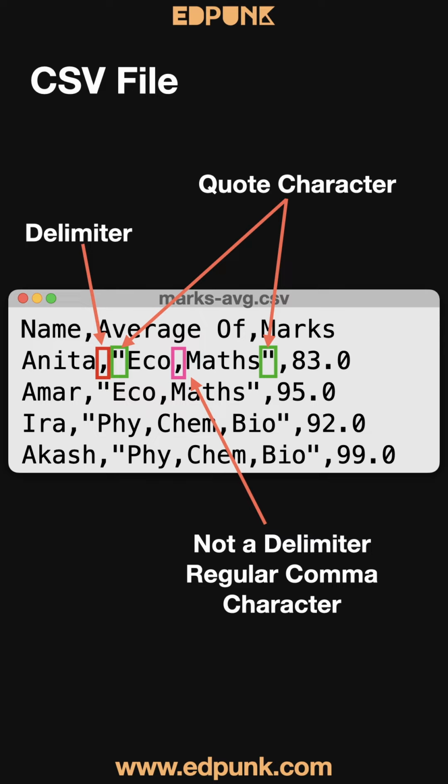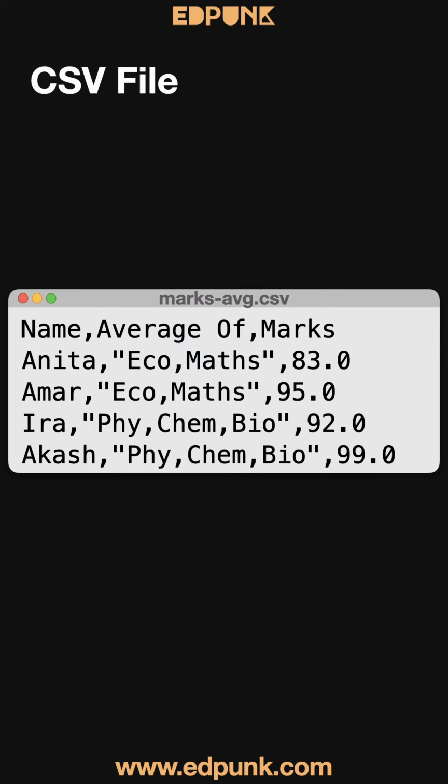Enclosing a field within quote characters mitigates this issue. In this case, we will enclose the field containing subjects within double quotes. Now, the comma between eco and maths is treated as a regular character, and any CSV reader will be able to read and display the file correctly.